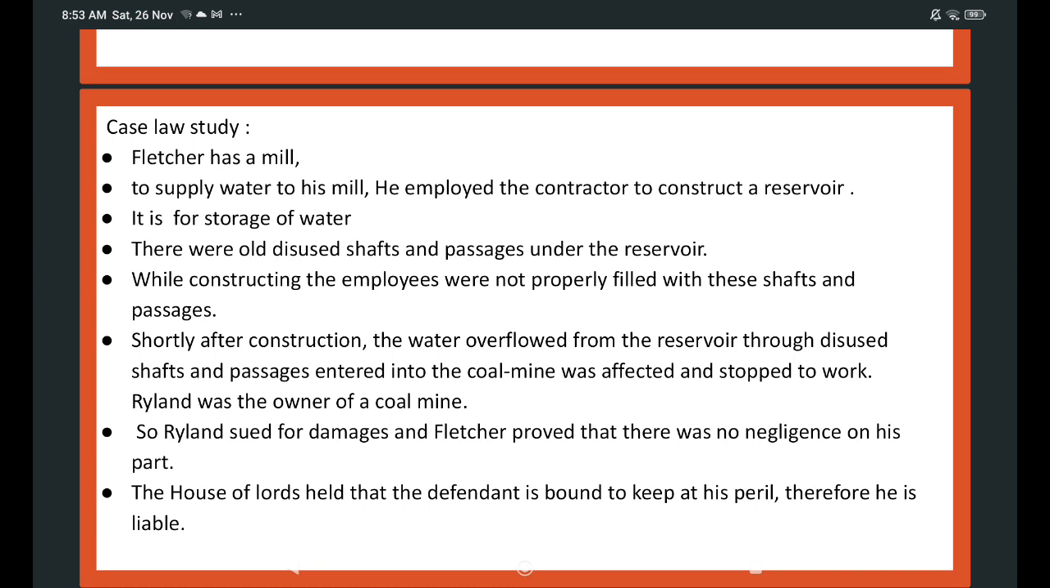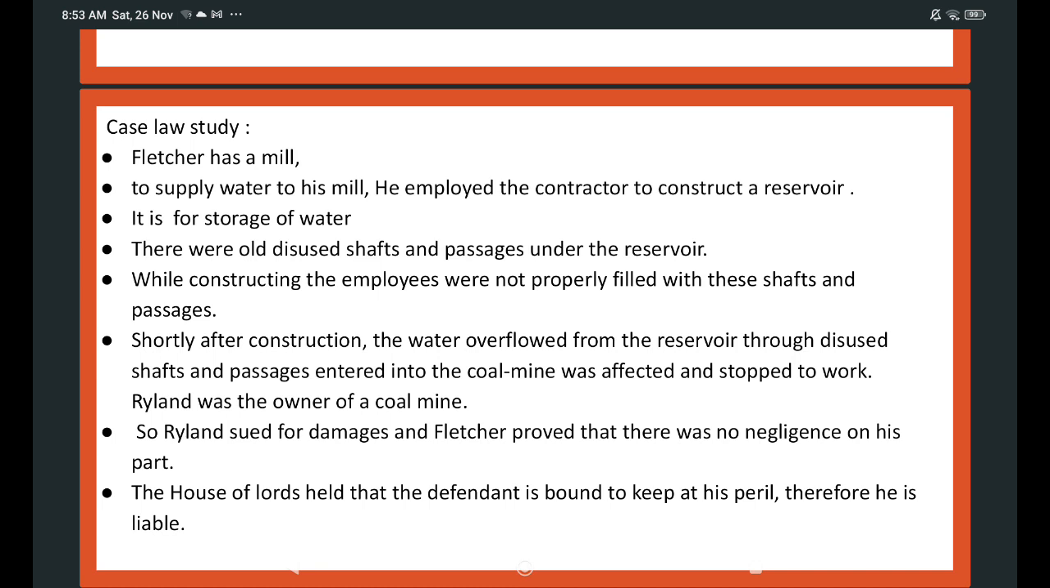They did not take any precautionary steps to avoid damage from such disused shafts. While constructing, the shafts and passages were not properly filled. Shortly after construction, the water overflowed from the reservoir through the disused shafts and passages and entered into the coal mine, and it affected and stopped the work. Ryland was the owner of the coal mine.